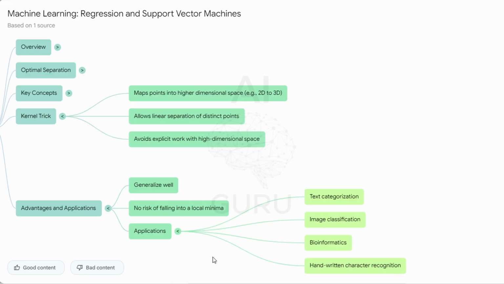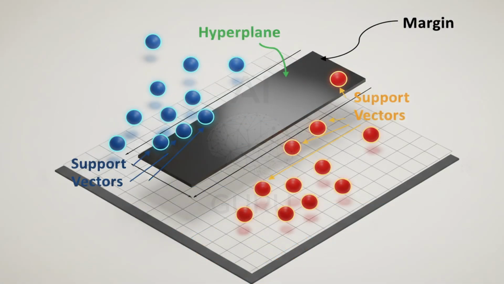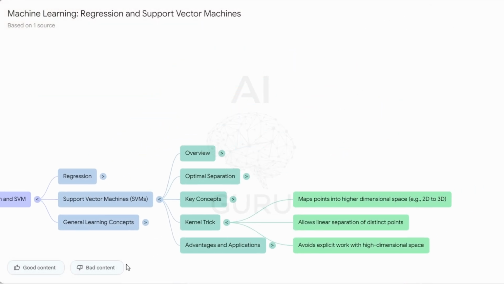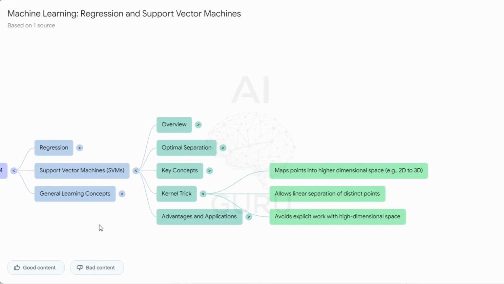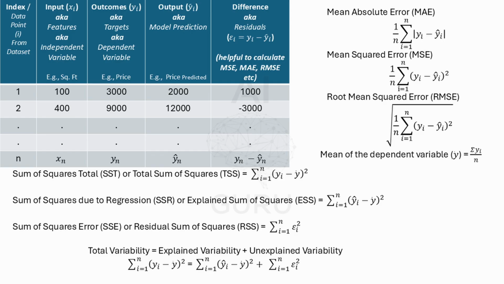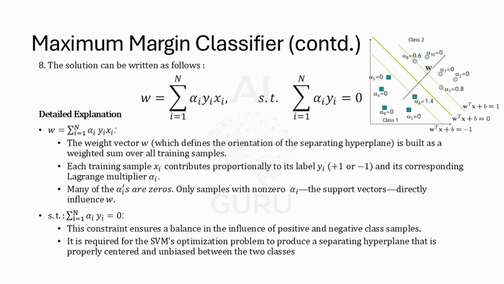Okay, so let's try to synthesize this. We've covered regression for numbers, SVMs for categories. What's the big picture connection here? I think the main connection is their reliance on optimization. Both are fundamentally about finding the best mathematical representation according to some objective. For linear regression, it's minimizing the squared errors, maximizing R², you're optimizing the fit of a line or plane. For SVMs, it's maximizing that margin, that boundary width. You're optimizing the separation.